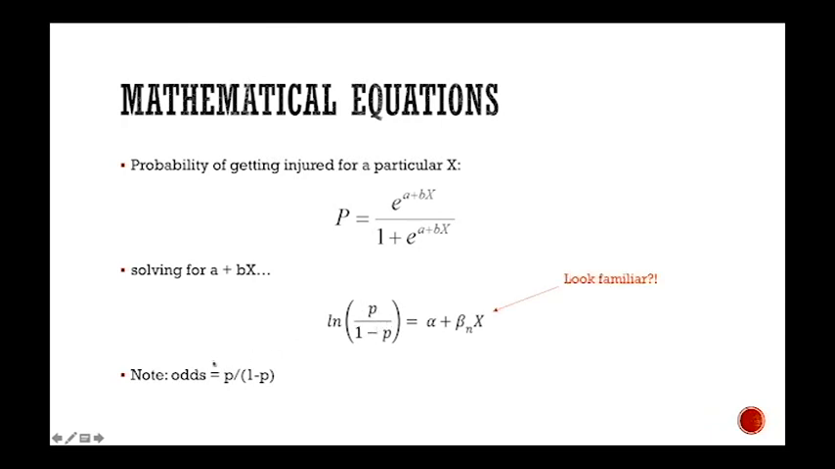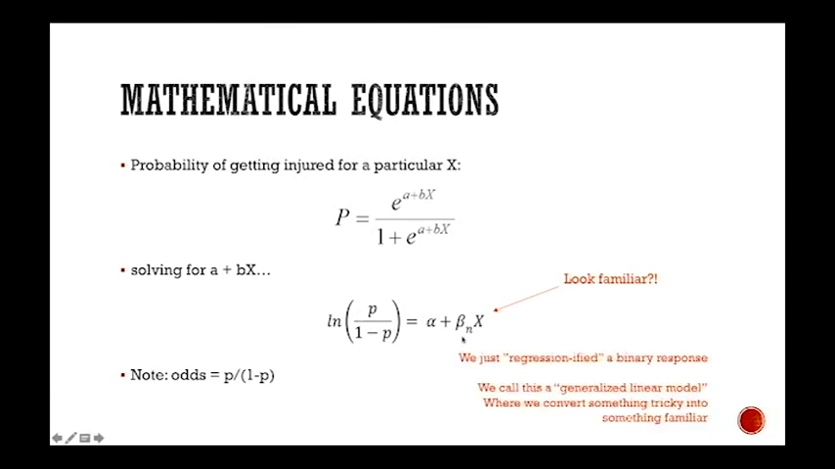And so, yeah, does that look familiar? We've got an intercept plus a slope times a variable. Holy cow, we've seen that before, haven't we? Left side doesn't look familiar, but the right side certainly looks familiar. And so what have we done? We have regressionified the binary response. And what we do is we call this the generalized linear model. And that is when we convert something tricky, such as this up here, into something familiar, into something linear. Now you know where generalized linear model comes from.